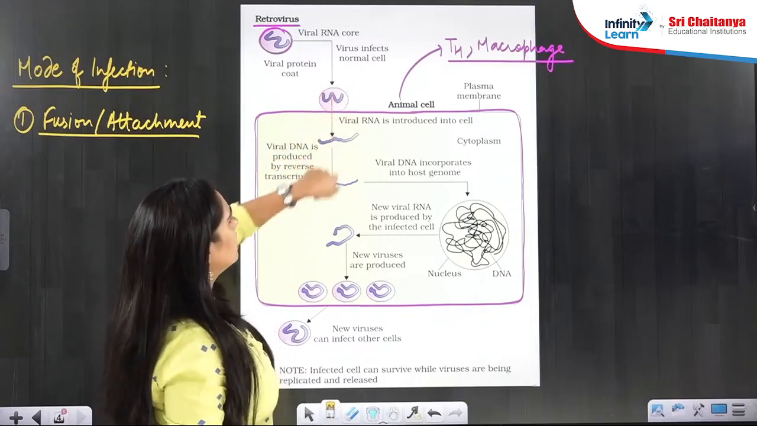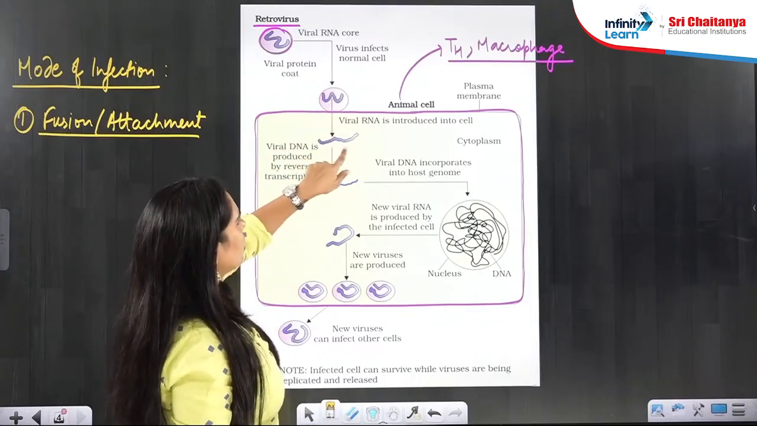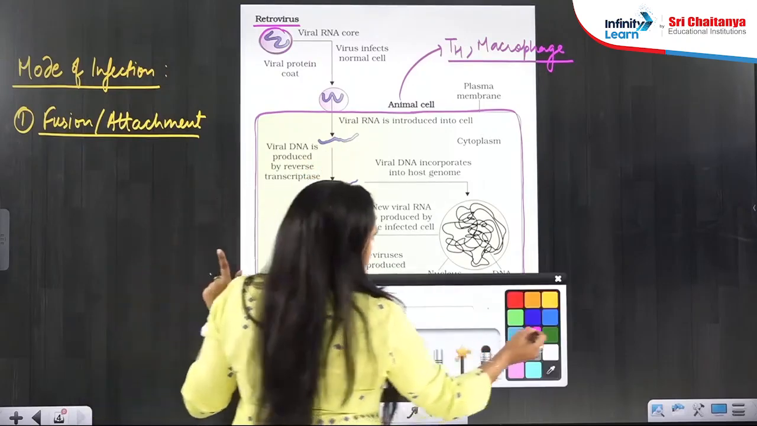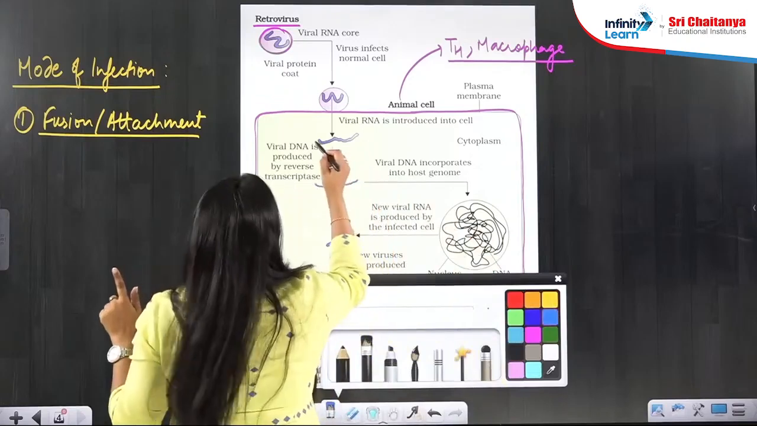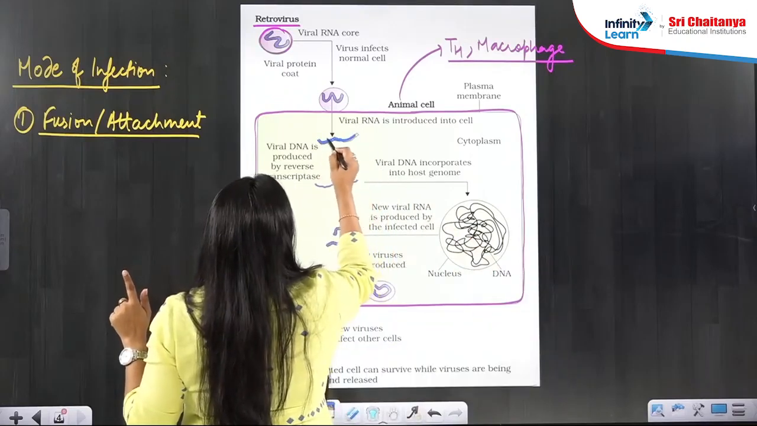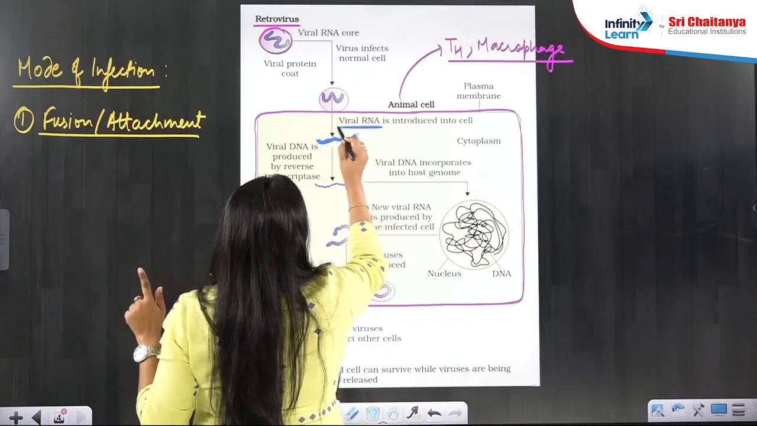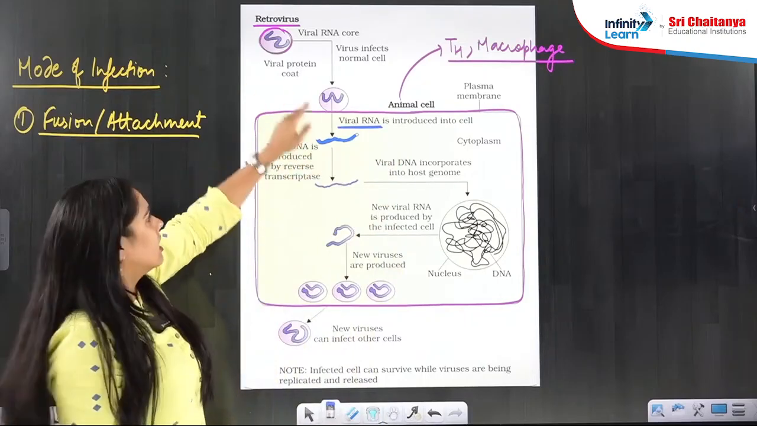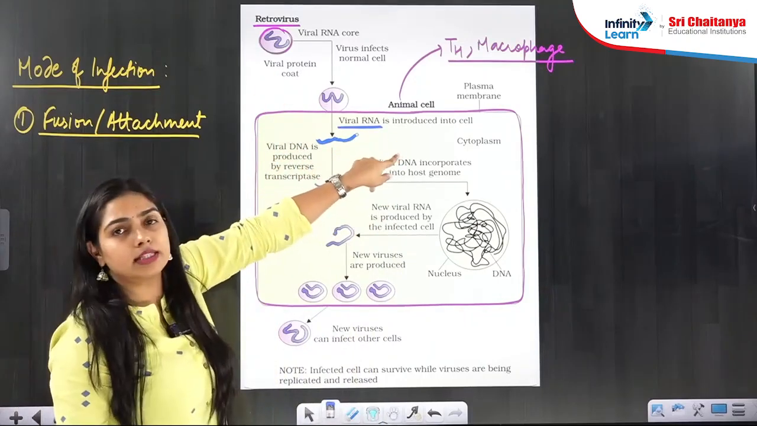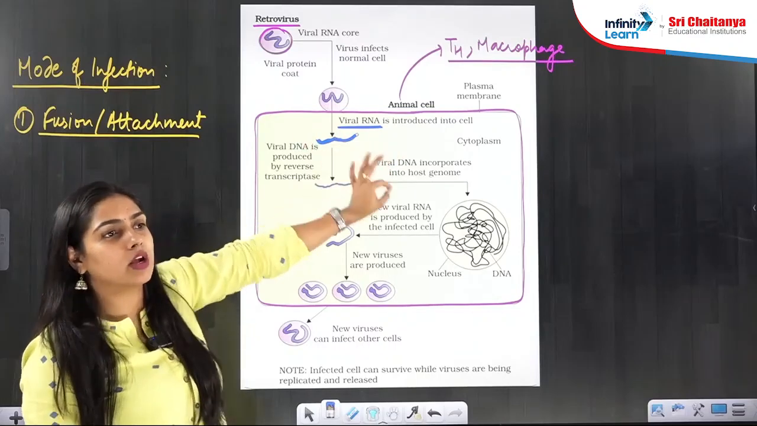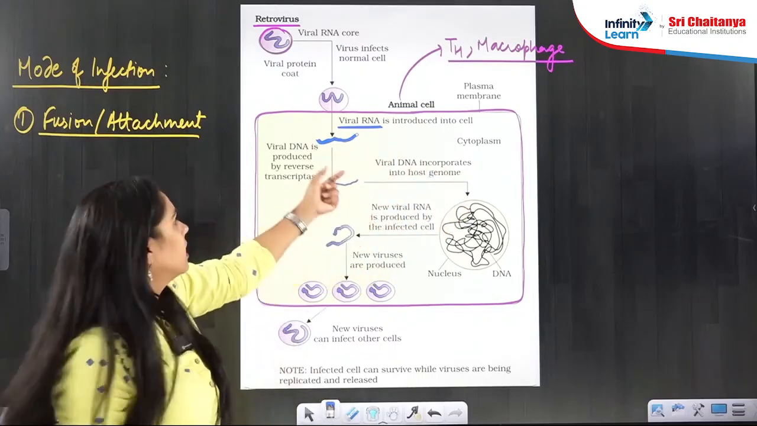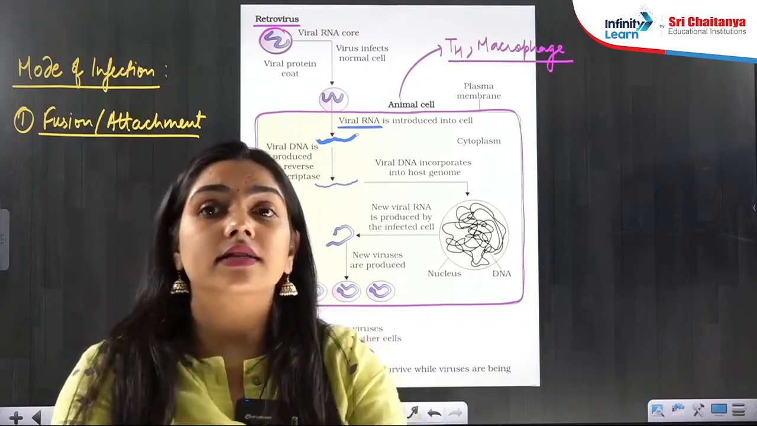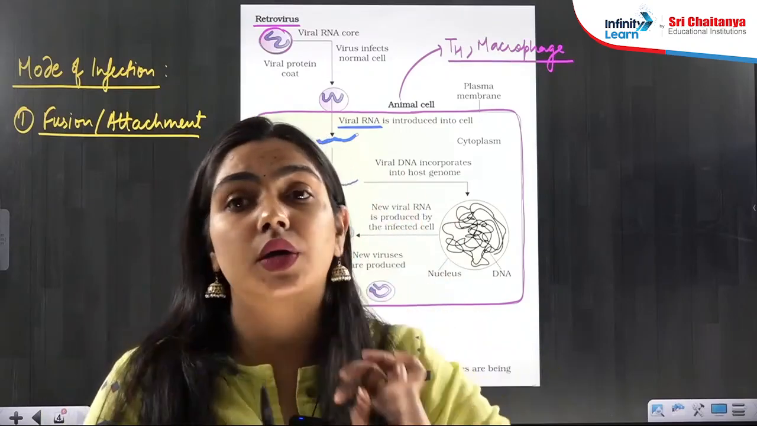Then what is going inside the cell? Can you see? This is the virus. This is the viral RNA. So what is going inside the animal cell, T helper cell or macrophage? Viral RNA, because that is the genome. The genome is going inside.